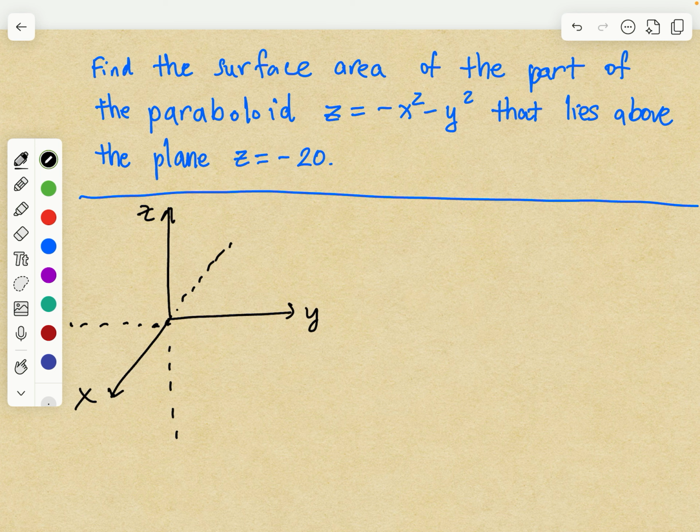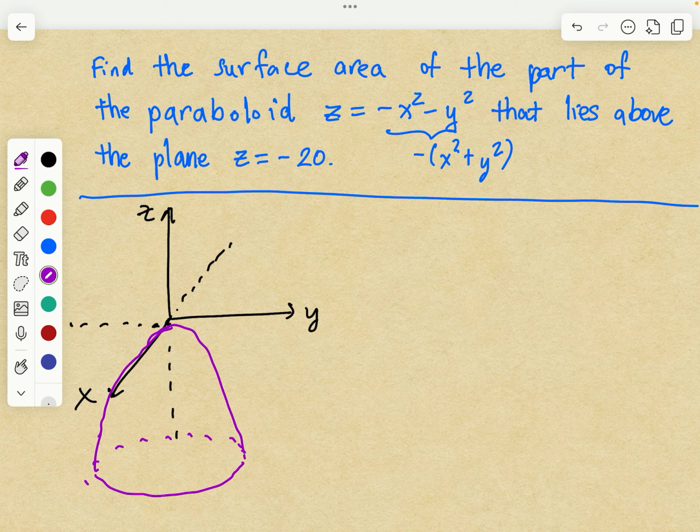Well, hopefully you know what that looks like. This is negative parentheses x squared plus y squared. And hopefully you know that z equals x squared plus y squared is this paraboloid, this bowl that kind of goes up. And then when you multiply by negative 1, the z values get multiplied by negative 1. And so you end up getting this shape, which is like this. Like that.